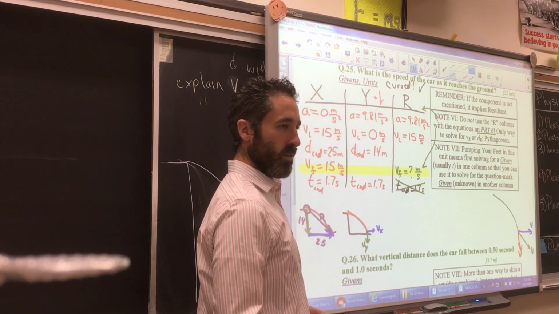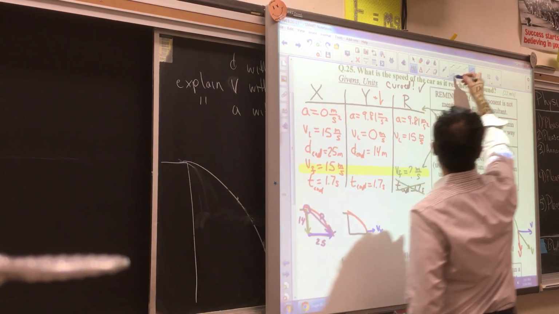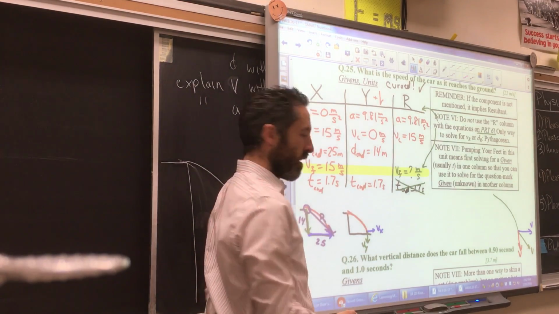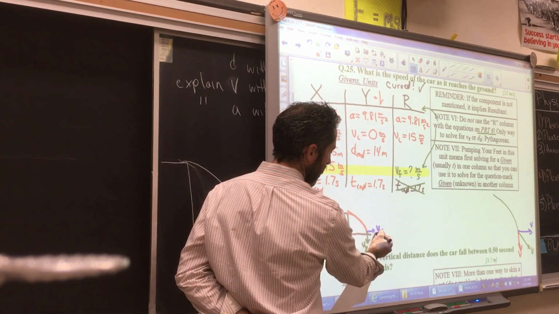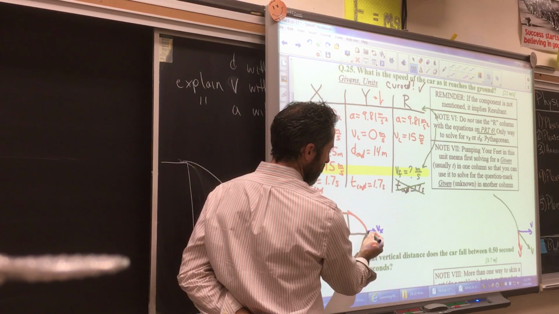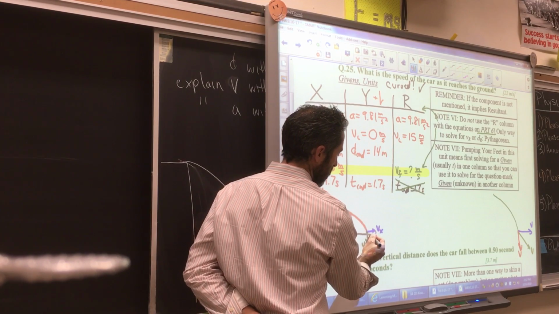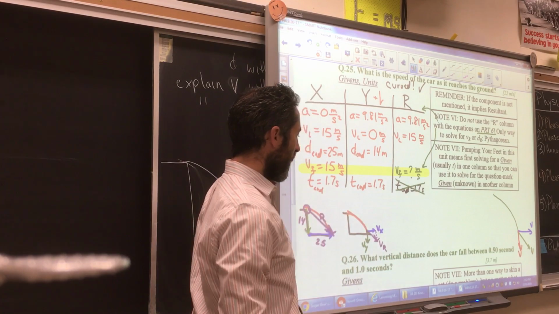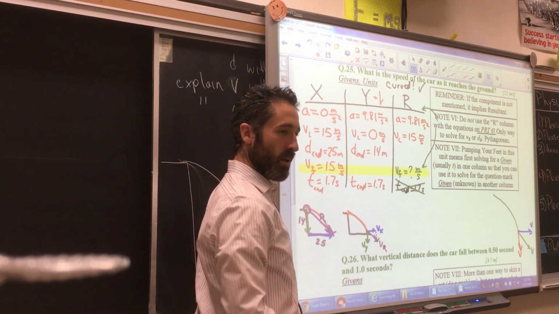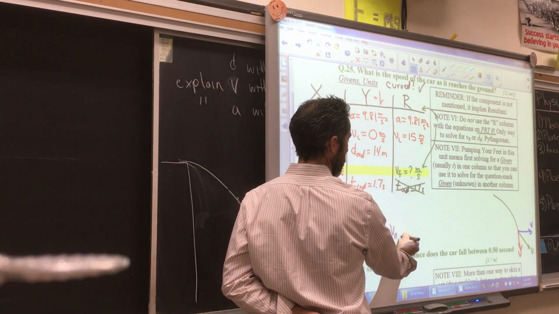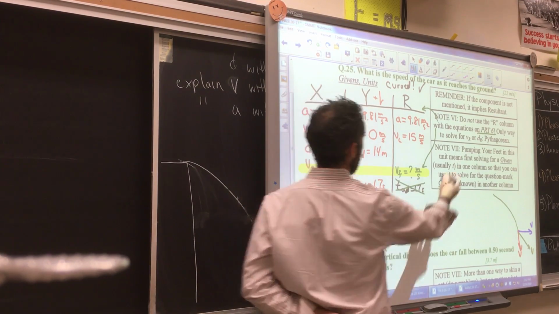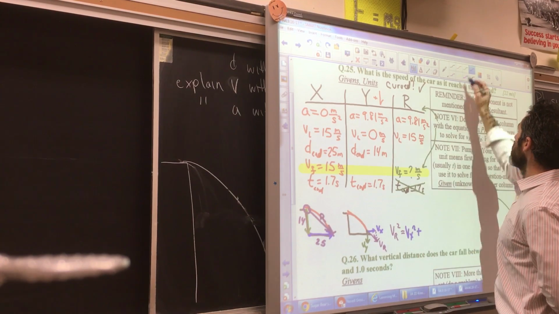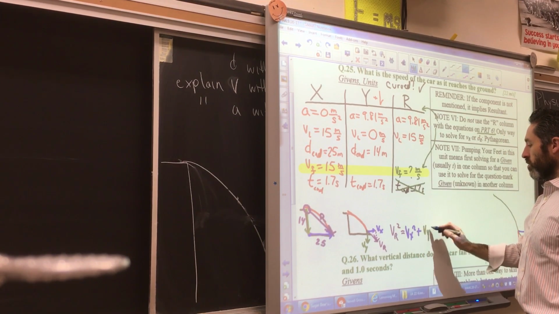Your job is to find the resultant. In this case, these are currently not drawn head to tail. You could move over the Vy to here, and then you would have, circle the start, x the finish. This would be your resultant velocity. Now how would you find that? The same way we found it over here. The resultant velocity squared equals the x velocity squared plus the y velocity squared.